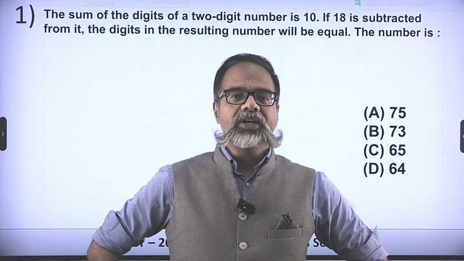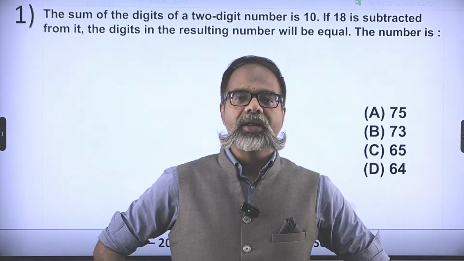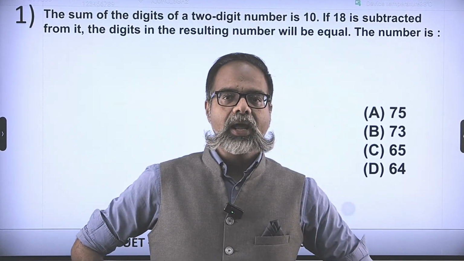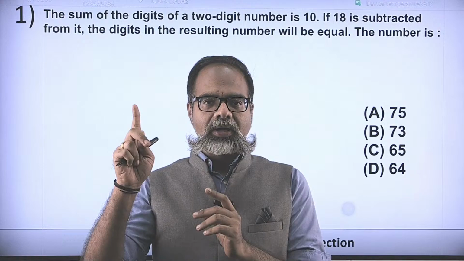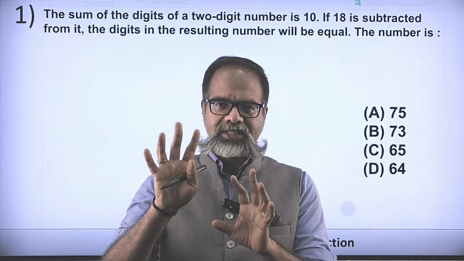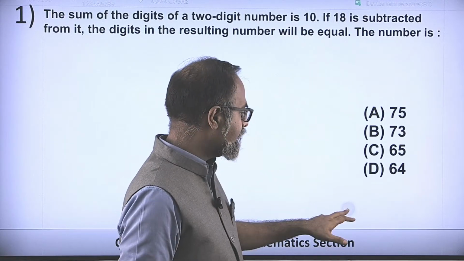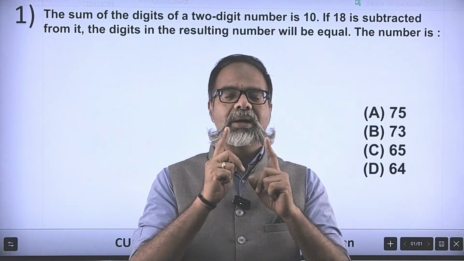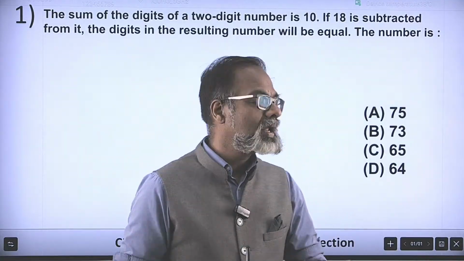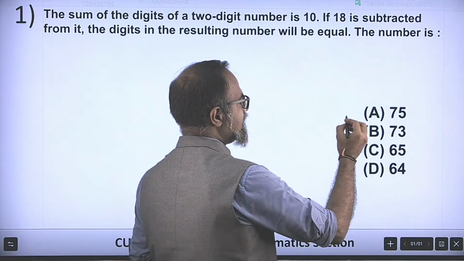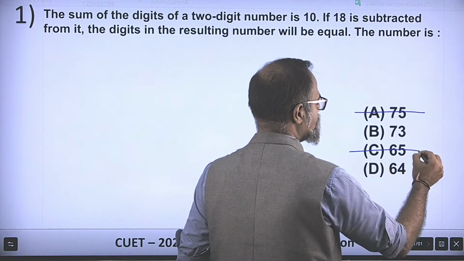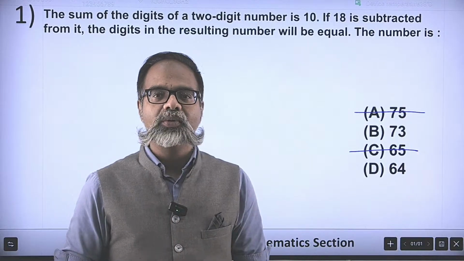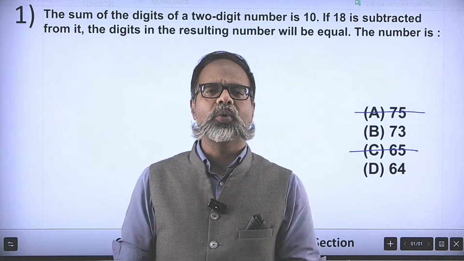The sum of the digits of a two-digit number is 10. At the end it says I have to find what this number is. Even before I read this question any further, I know that the sum of the digits must be 10. So from the options, 7 plus 5 is not 10, 6 plus 5 is not 10. Even without reading the entire question, I have automatically eliminated two answers.